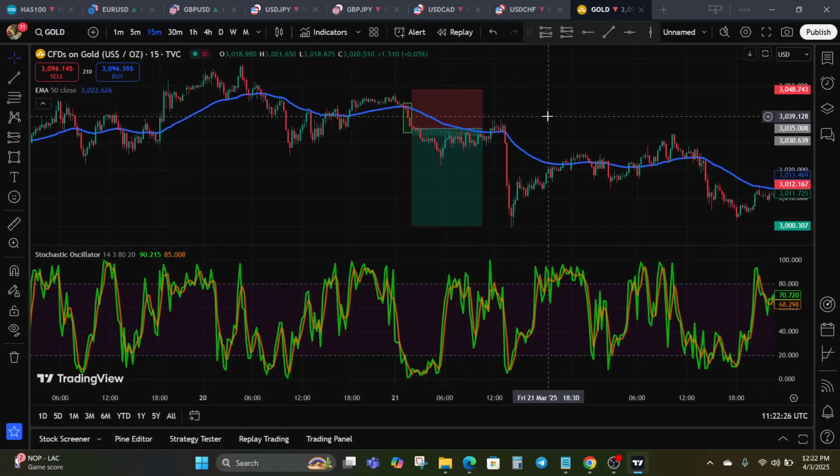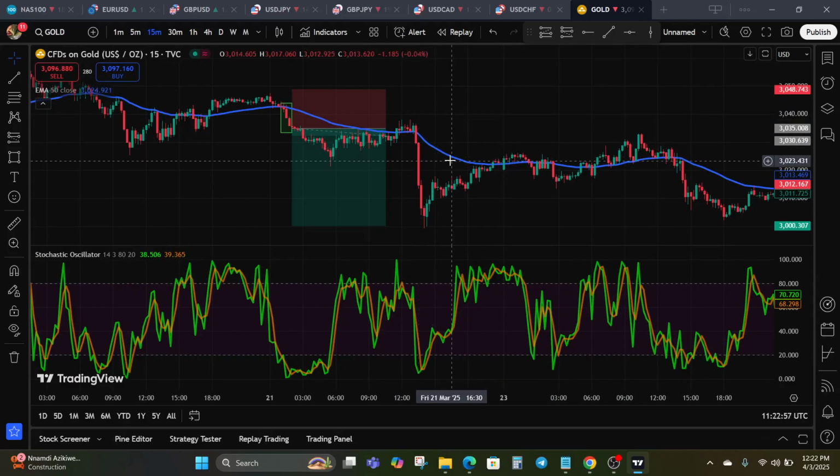Now, here is how to filter out low quality trades. You need to avoid trading during major news events, because gold reacts heavily to news. Ensure that all indicators align before entering a trade. It is very important. And you need to avoid trading in choppy or sideways markets. Look for strong trends. It is very important.